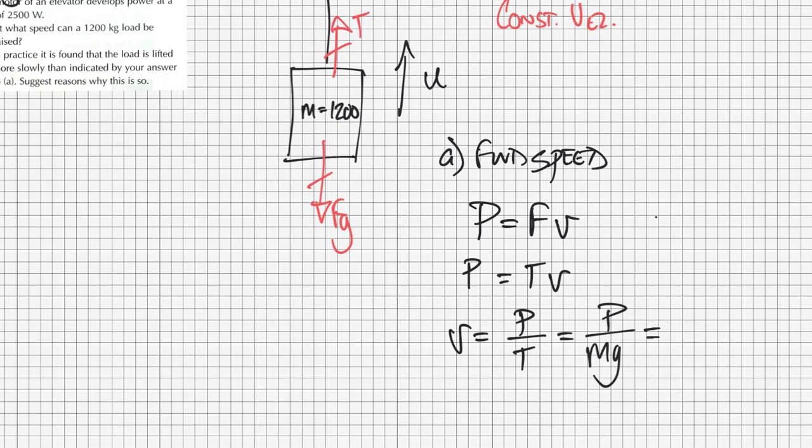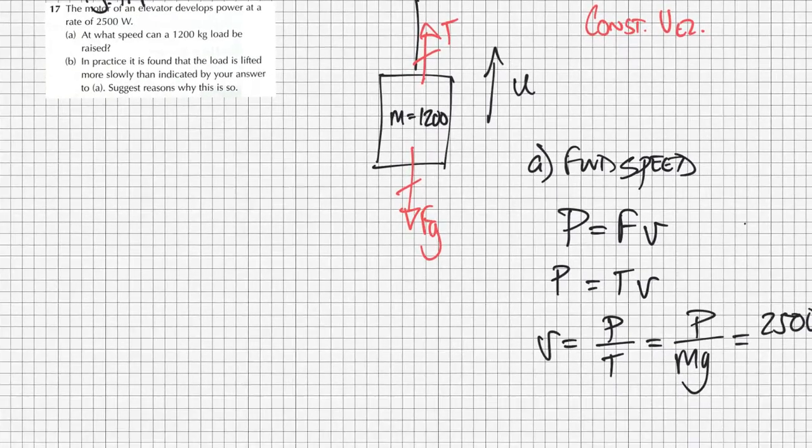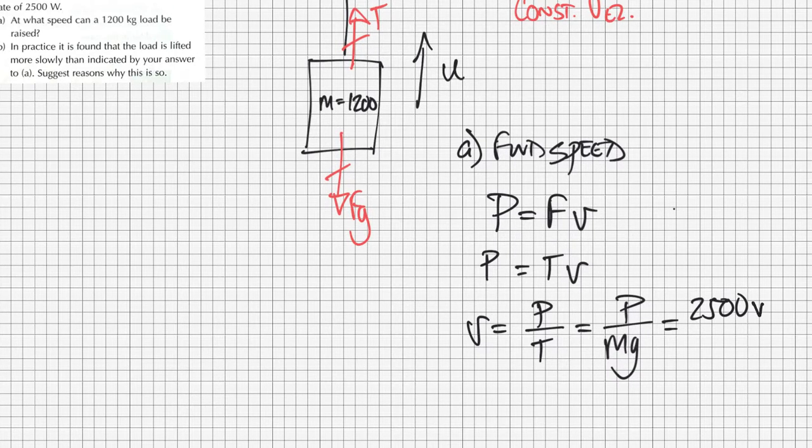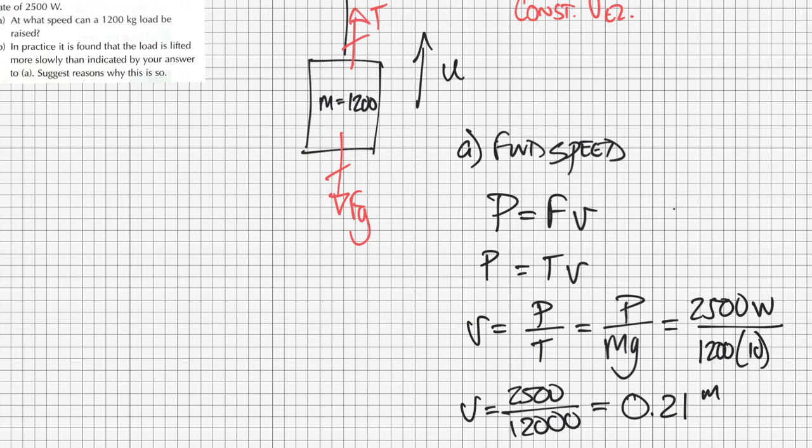And then that's going to be 2,500 watts divided by 1,200 times 10. When we do that, then our velocity is going to equal 2,500 divided by 12,000, and that's going to give me a value of 0.21 meters per second.